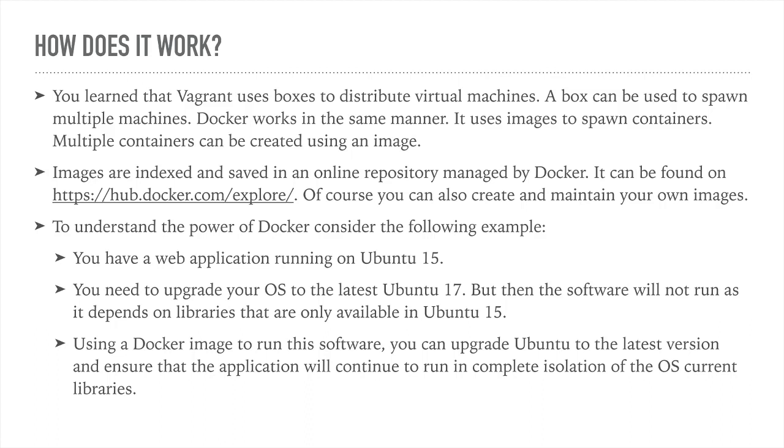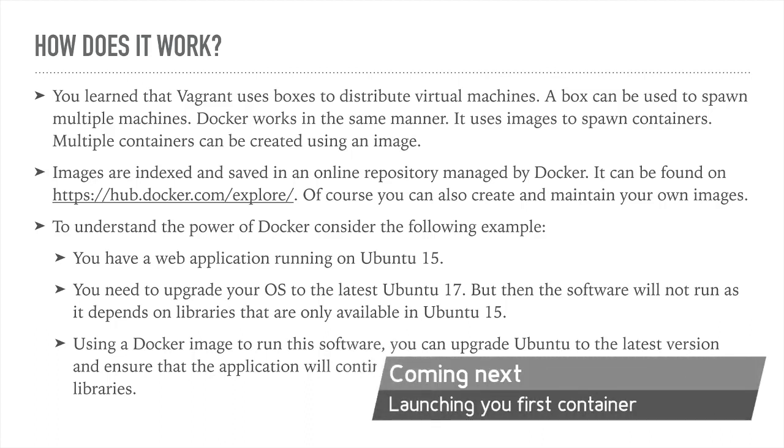So if you have a software that only runs on a specific version of glibc or a specific version of the operating system, you can use a container for that, and you can now upgrade the OS to the level that you need, even to the latest version, and you're going to be sure that the software will continue to run and function properly. And that brings us to the end of this lecture. In the coming lecture, we are going to actually install Docker and build our first container, so see you next.